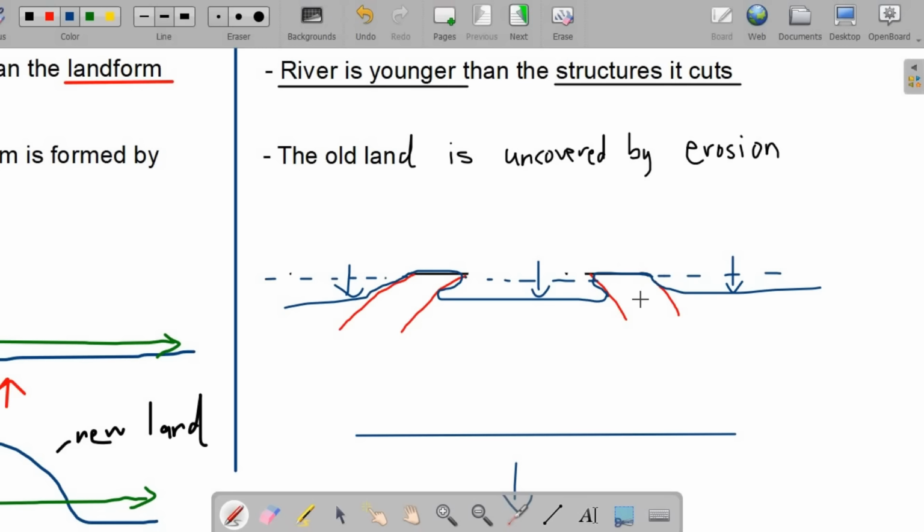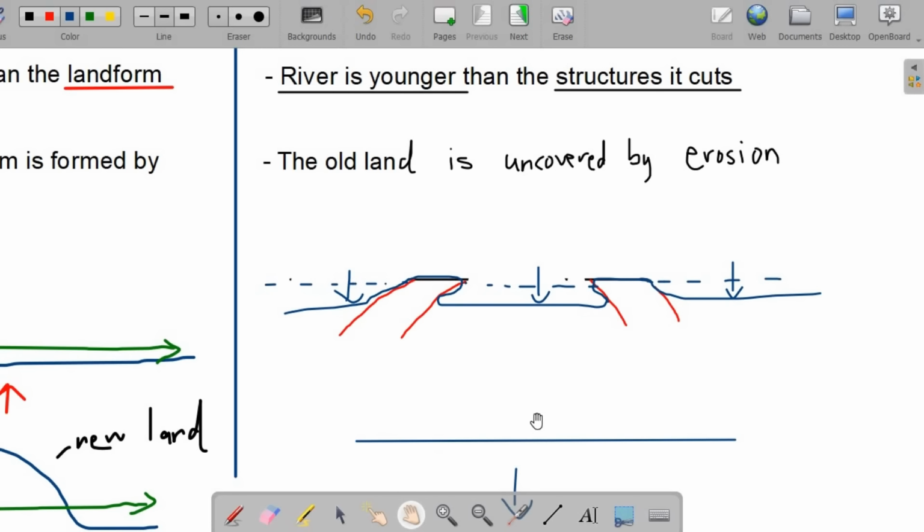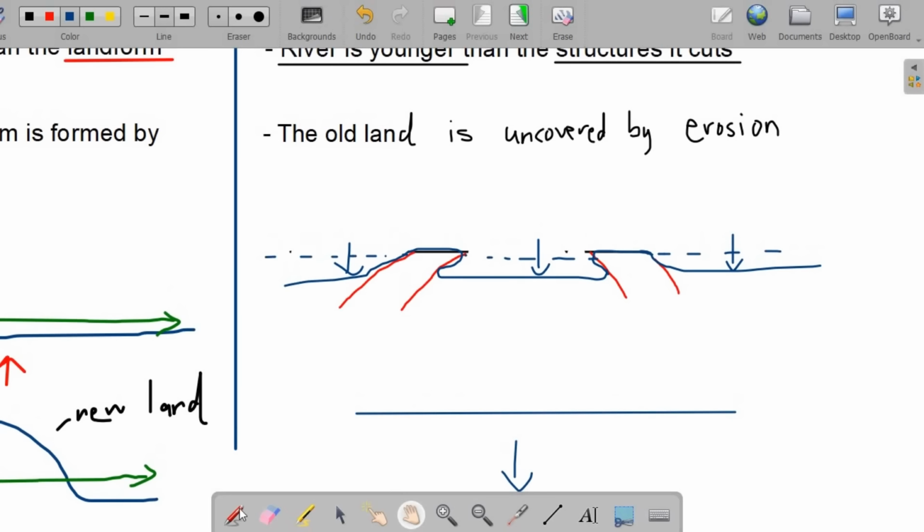So this land was already old, it was already there before. So we then say this is old land if it is uncovered by erosion. It's new land if it is formed by tectonic uplift. So uncovered and formed is not the same thing. Uncovered, so by erosion, this is old land. It was already there. Old land.